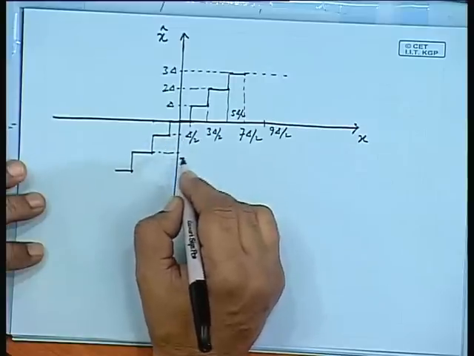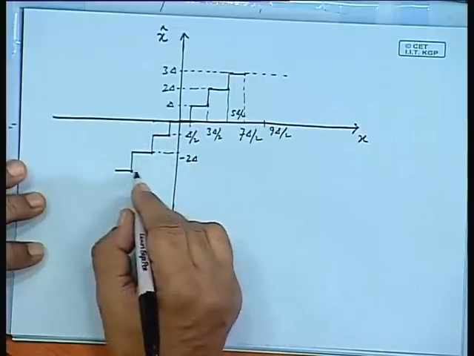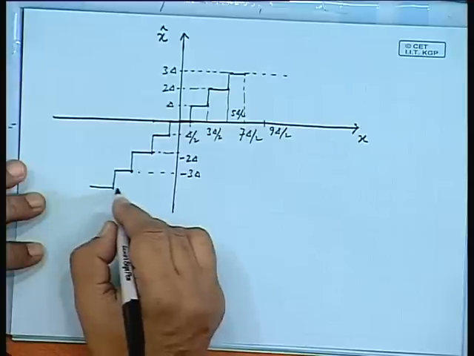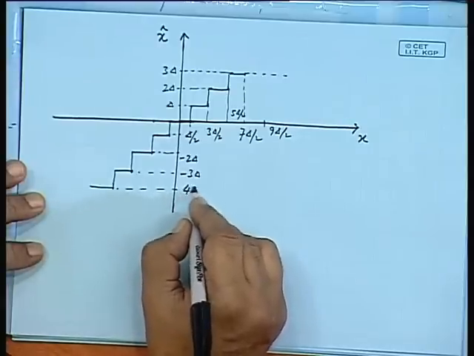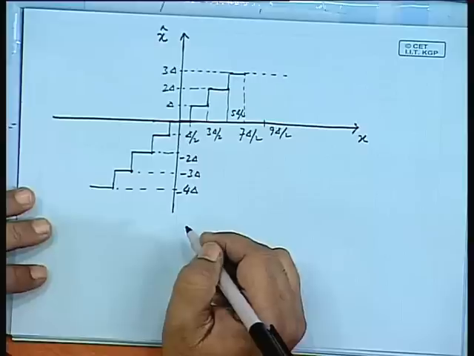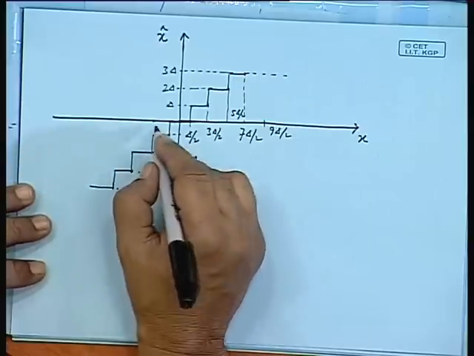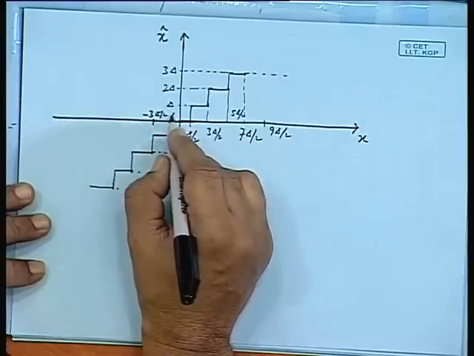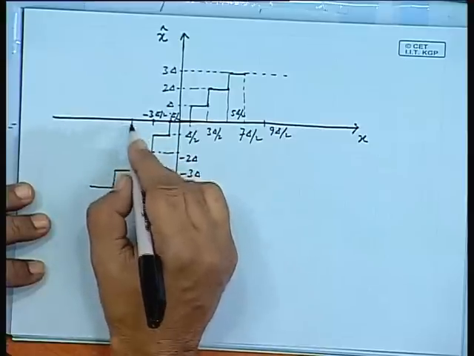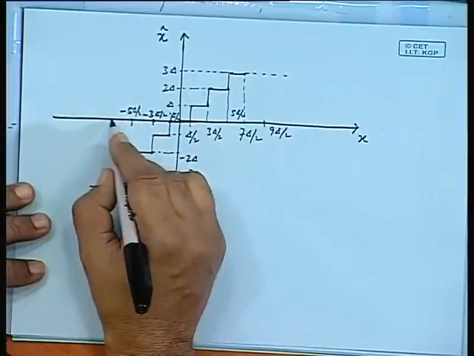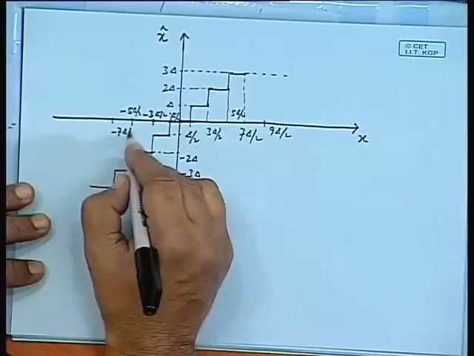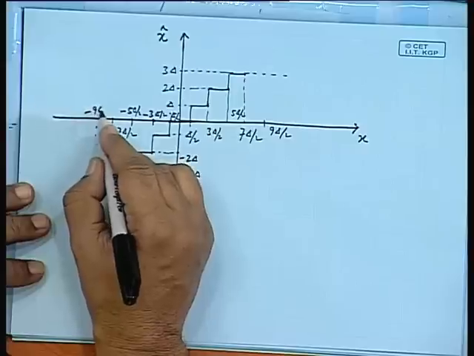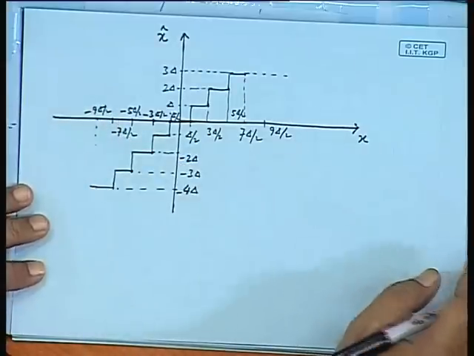Similarly, here this is minus delta, minus 2 delta, minus 3 delta, minus 4 delta. Okay. This is minus 3 delta by 2, this is minus delta by 2, minus 5 delta by 2, minus 7 delta by 2, minus 9 delta by 2. Okay.